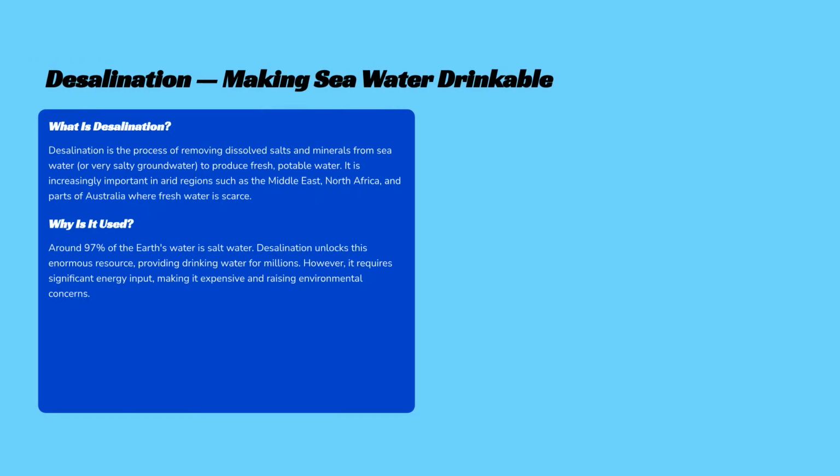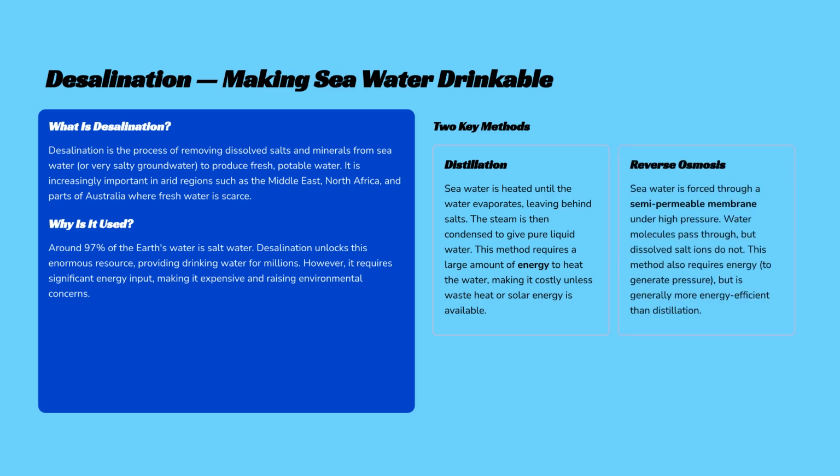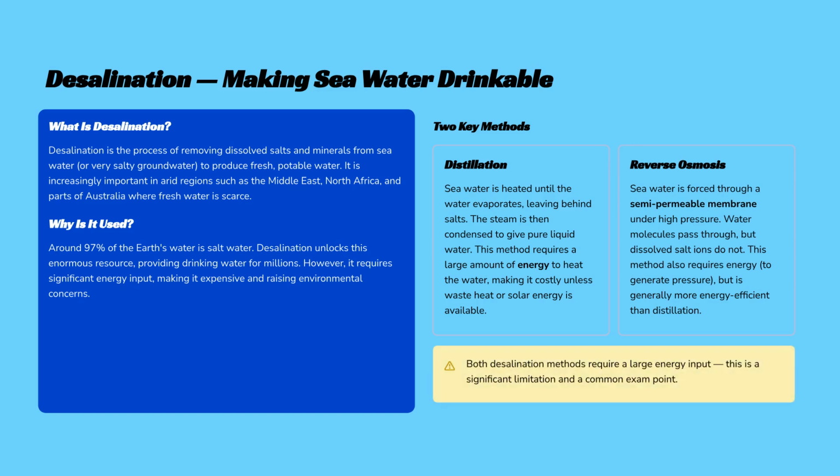Desalination removes salts from seawater to produce potable water, which is important in arid regions. 2 key methods are distillation, where water is boiled and condensed, and reverse osmosis, which forces water through a semi-permeable membrane under high pressure. Both methods require significant energy input, which is a major limitation.